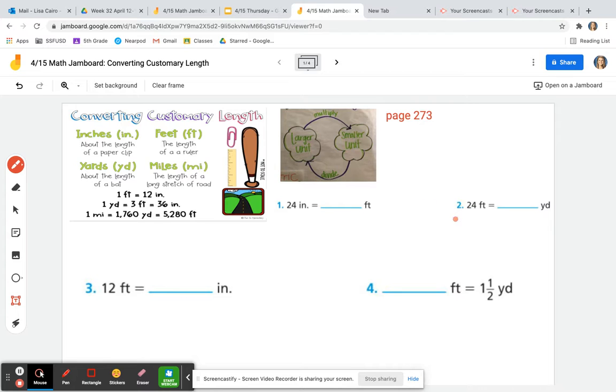So we're going to take that number that we're starting with, 24, and we're using division now. And what are we dividing by? Well, we're going to have to go over here and find where is feet in these equal signs and where is yards. In other words, how many feet are in 1 yard? Can you find it on the sheet? There are 3 feet in 1 yard. So in order to figure out how many yards are in 24 feet, we're going to divide by 3.